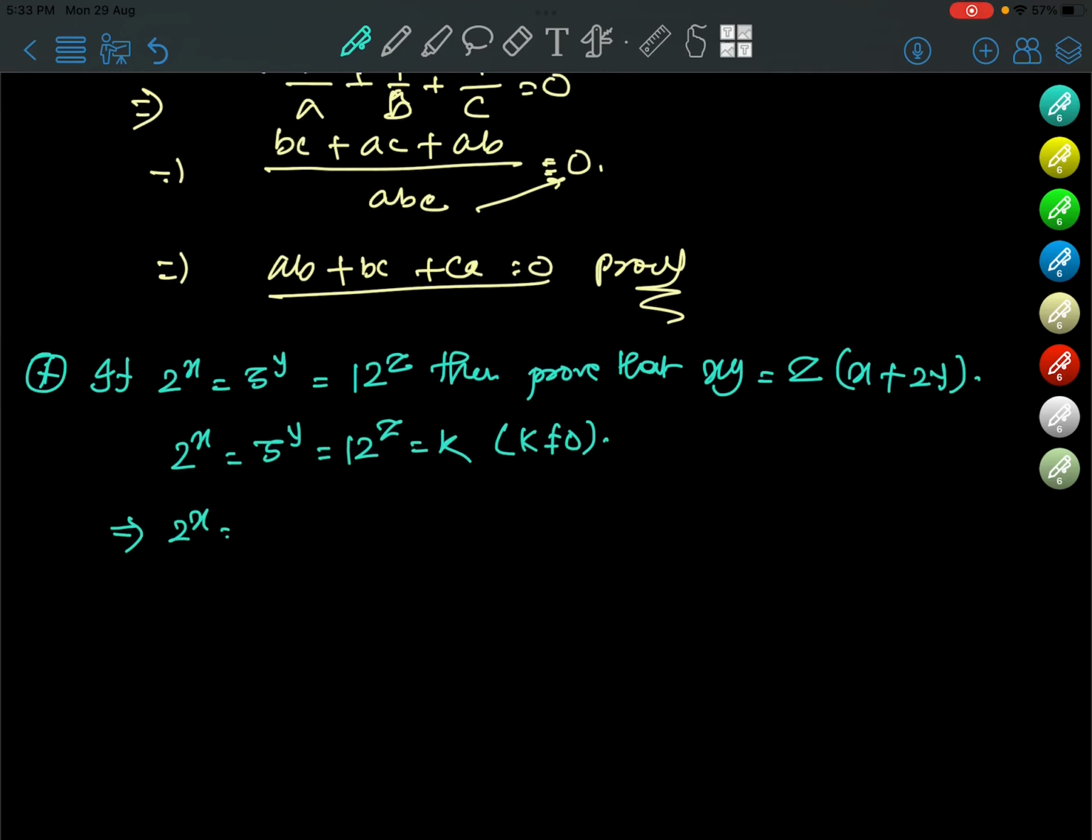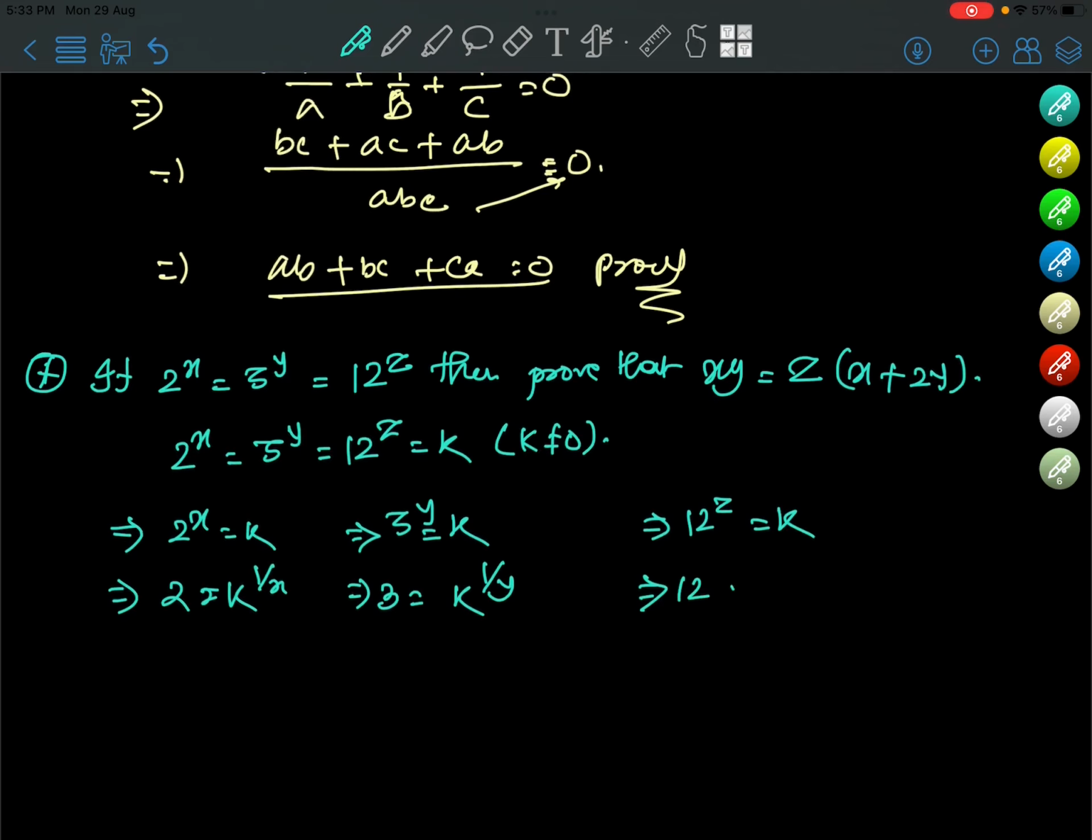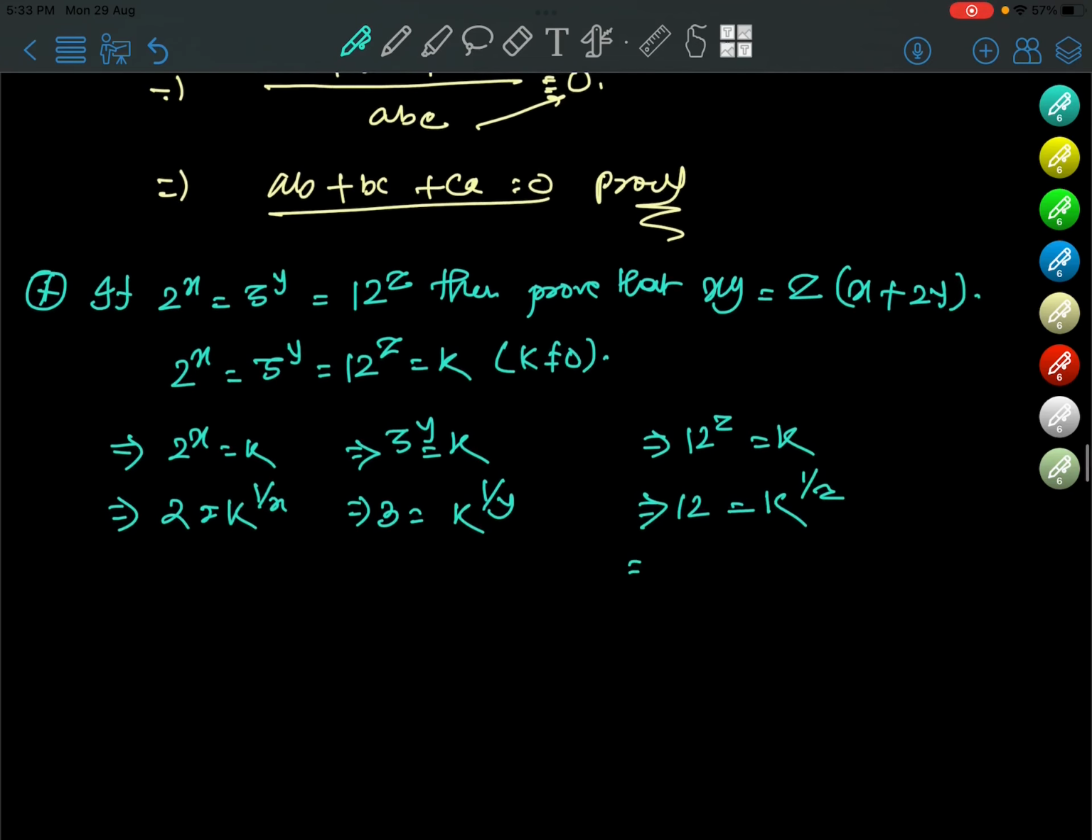Now 2 to the power x equals k, 3 to the power y equals k, and 12 to the power z equals k. So now 2 equals k to the power 1 by x, 3 equals k to the power 1 by y, and 12 equals k to the power 1 by z. After factorization of the 12, what are we going to get? We will get 2 times 6, 3. That means 2 square into 3. We can write 12 as 2 square into 3.